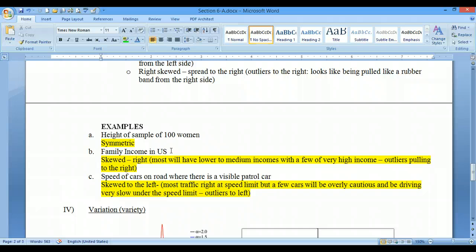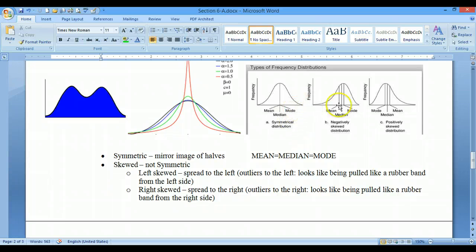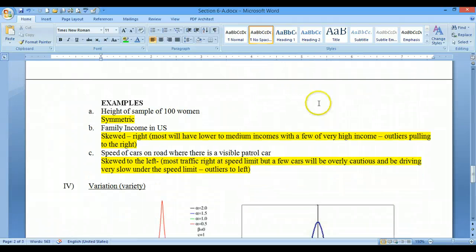Now let's talk about the speed of cars on a road where there's a visible patrol car. Most of the cars will be right at that speed limit, but there are always those few cars who will be overly cautious and driving very slow under the speed limit. Now most of them will not be over the speed limit, right? And we're going from low to high, so most of them will be right here at the middle, but a couple of overly cautious people will slow way down. And remember, the lower numbers are on the left, so that are considered to be skewed to the left.